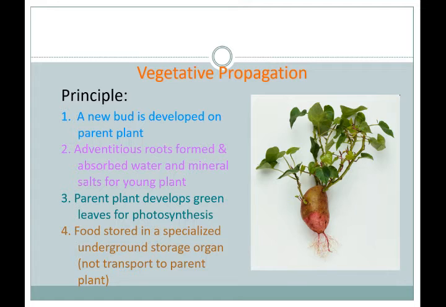So you have a parent plant, then you have a bud. The bud is a child. The parent plant will feed the child with photosynthesis, and it will dump all of the food in that storage organ. And then the new plant, the child, will take food from that underground storage organ. So that's how vegetative propagation happens. They do not need any seeds. They do not need any flowers. They just survive with their storage organ.